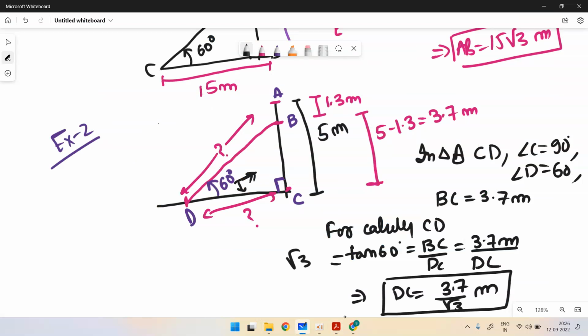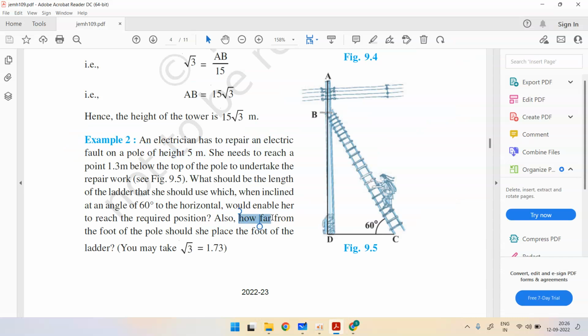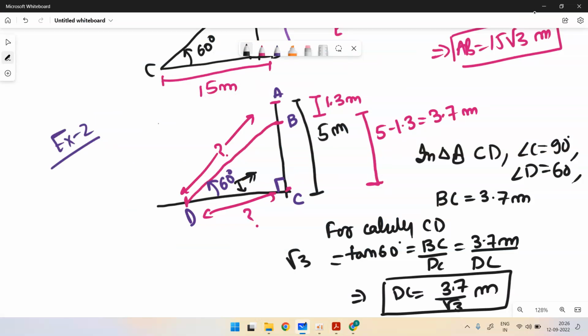Now next, the CD you have calculated. That is the distance from the foot of the pool at which she should place the foot of the ladder. So the foot of the ladder must be placed at a distance of 3.7 by root 3 meters. And what is the length of the ladder? The length of the ladder is BD.